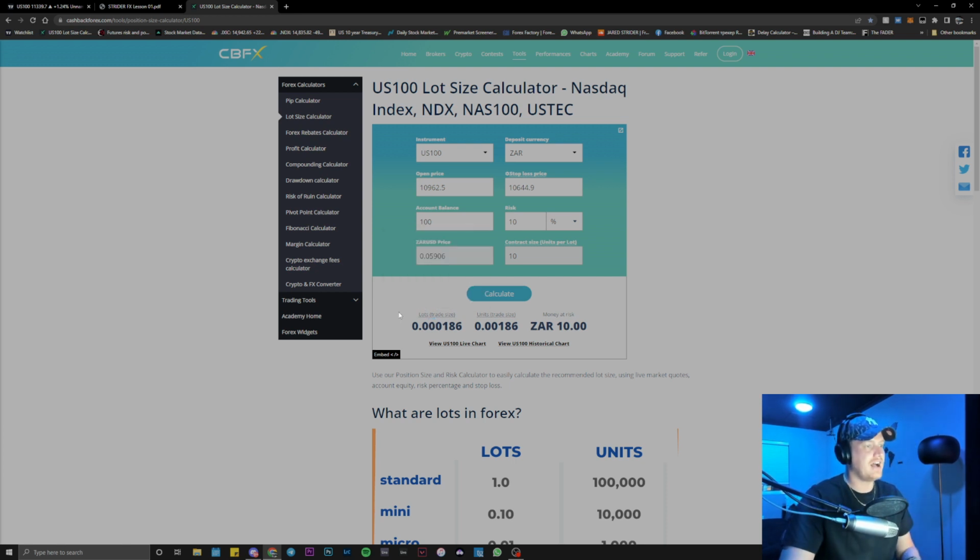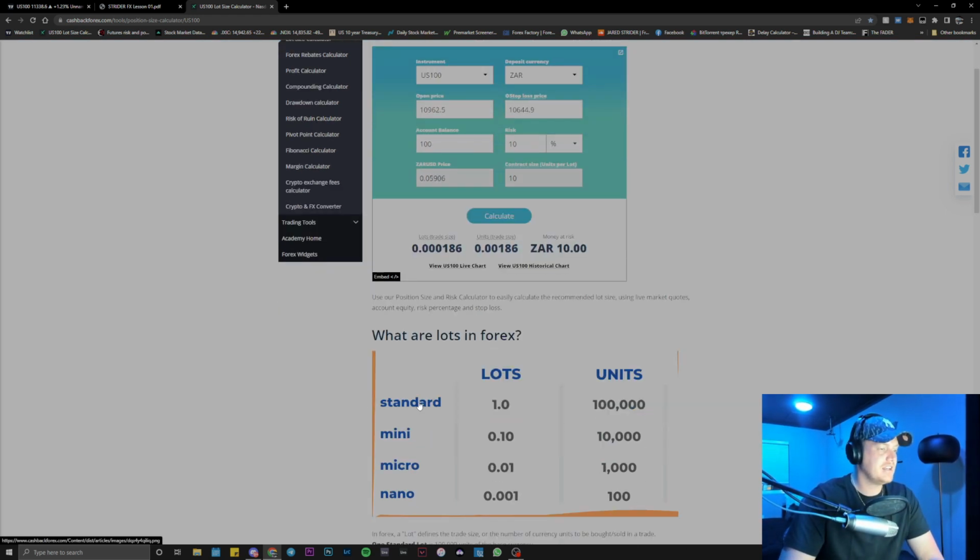So we have to find the mini NASDAQ. So what a mini is basically, so I'm looking at standard because my account's big. I use a standard NASDAQ quote. So I use standard lots. You need to find the mini T100.